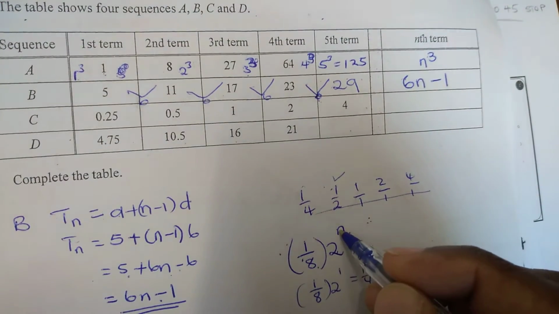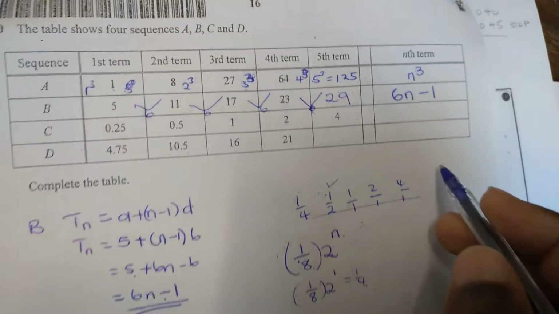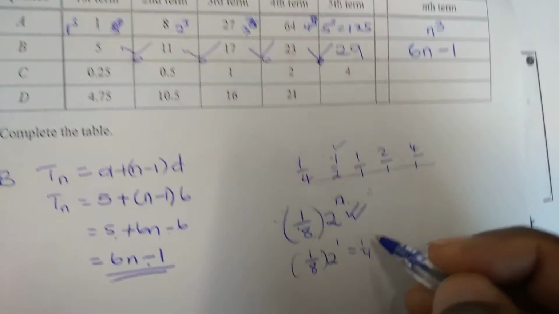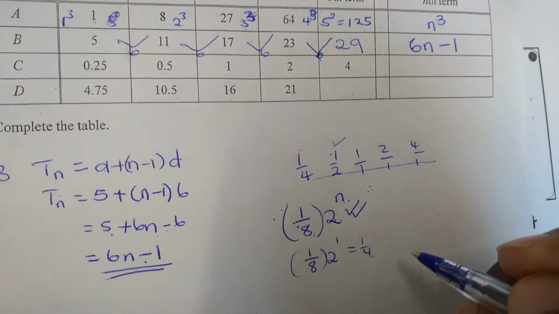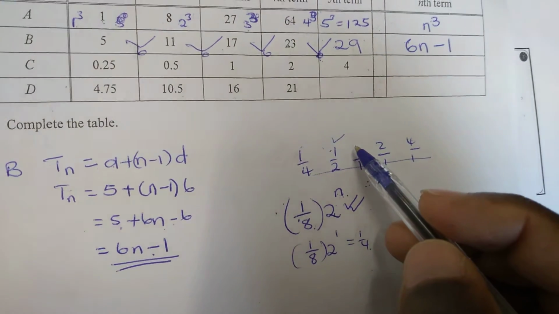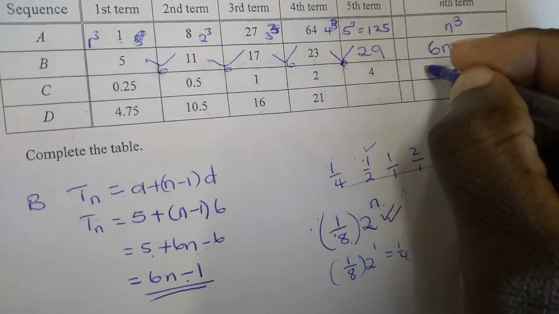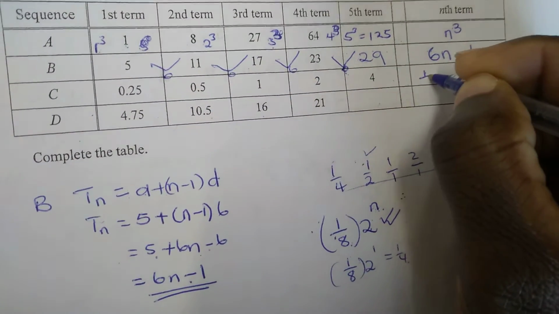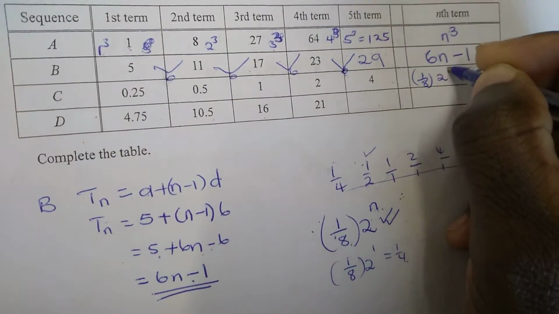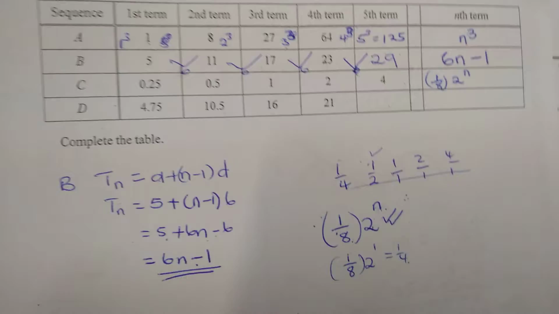If we move on to n equals 3, this becomes 8. So 1/8 times 8 satisfies the sequence. Therefore, we can go ahead to say the sequence is 1/8 times 2 to the power n. That is the sequence that we have there.